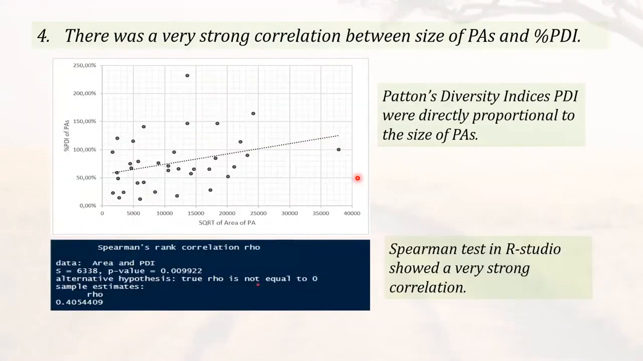So the fourth and our last observation in the first section is that there was a very strong correlation between the size of the protected area and the percentage of the landscape shape diversity index. So what this shows is that smaller areas were found to be having shapes that are close to circles. And the bigger the protected area became, the more zigzag form in the shape we observed.